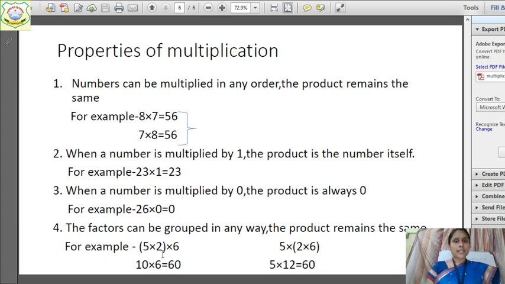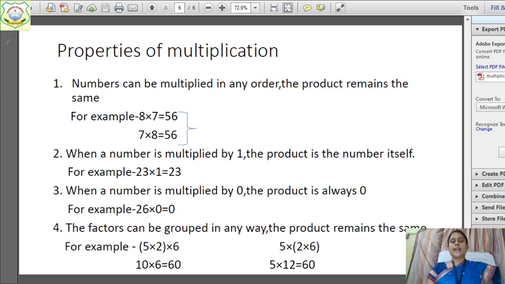Here the grouping of numbers is different. 5 into 2 are in brackets, so first we will solve this portion. How much will we get by solving it? 5 twos are 10, into 6. 10 into 6 is equal to 60. Now see the other side. 5 into 2 into 6, where 2 into 6 are in brackets. So we will solve the bracket first. 2 sixes are 12. Multiply 12 with 5. How much will we get? 60. So in both cases we are getting 60. Though the grouping of numbers is different in both cases, the answer is the same.